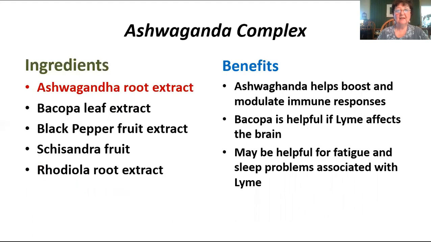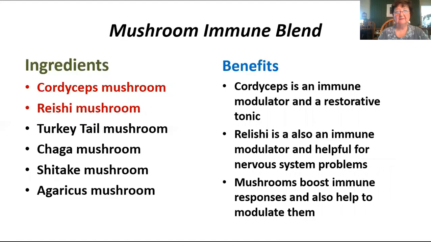Ashwagandha, another one, like I said, we take every day. It has the bacopa, black pepper. And when you want to take ashwagandha or turmeric, it is recommended that you take the black pepper fruit extract with it because it helps it get absorbed better. Schizandra and rhodiola is in this product, and so this one is recommended for like when you're having the brain fog and mental fatigue. The mushroom immune blend is great.